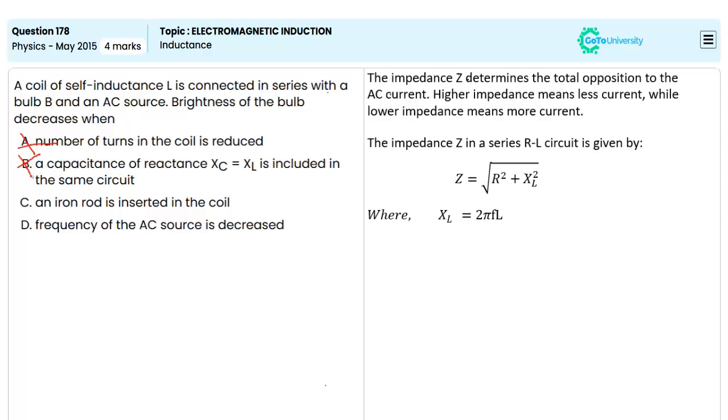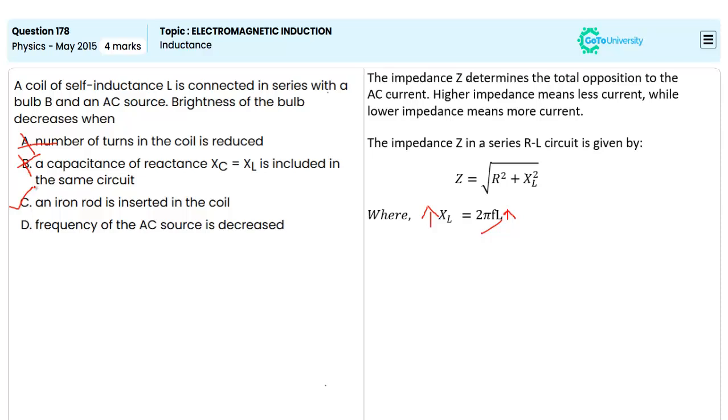Now moving to option C, which is inserting an iron rod. Inserting an iron rod inside the coil increases its inductance L, as the iron increases the magnetic permeability of the coil. This increase in L will lead to higher inductive reactance, which is XL, which is obvious from the formula, thus reducing the current in the circuit. So if the current is reduced, the brightness of the bulb is also reduced. Hence, option C is the right answer.